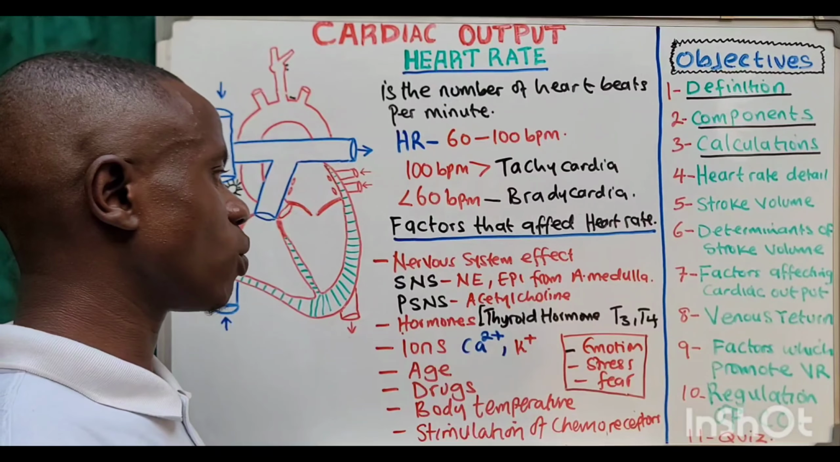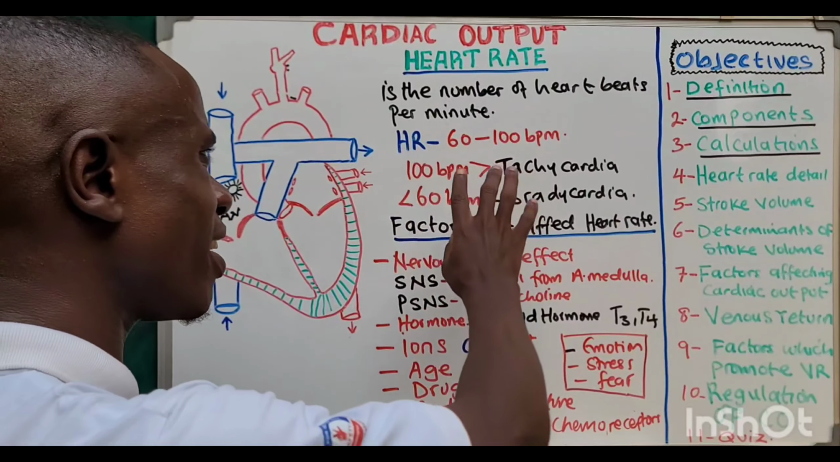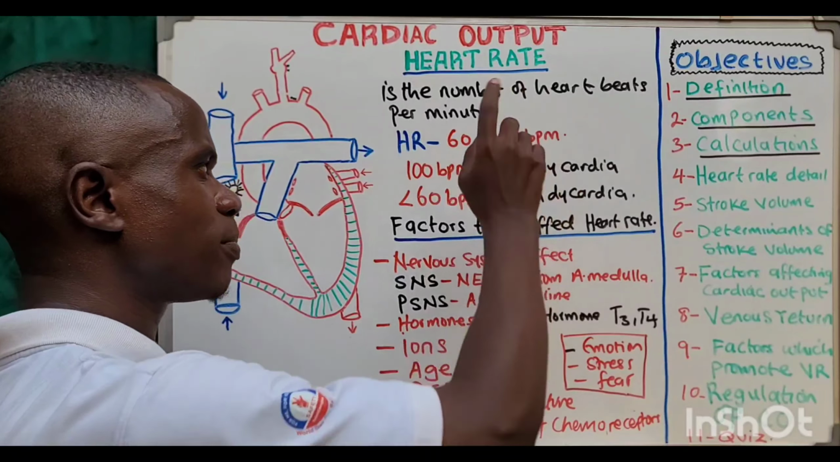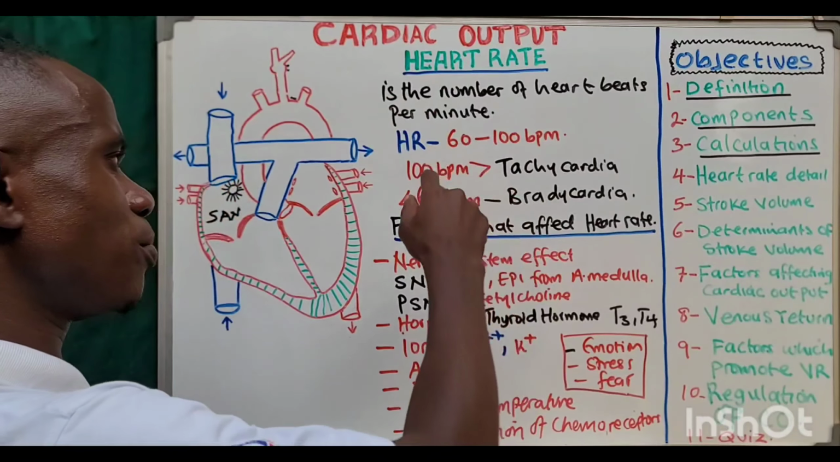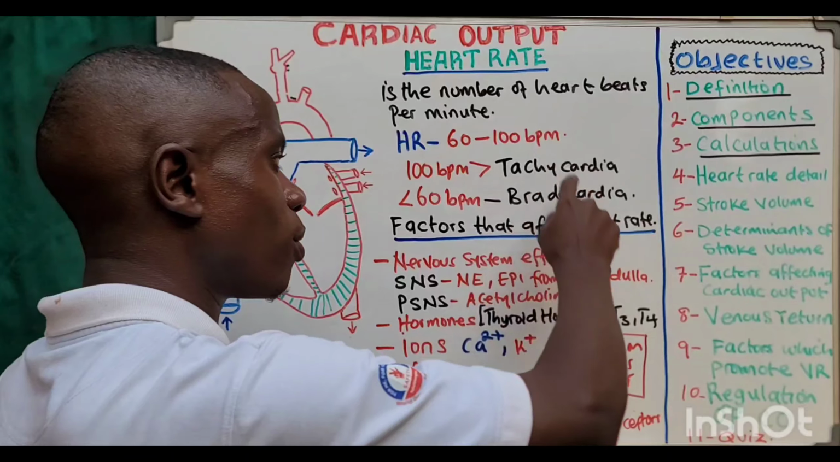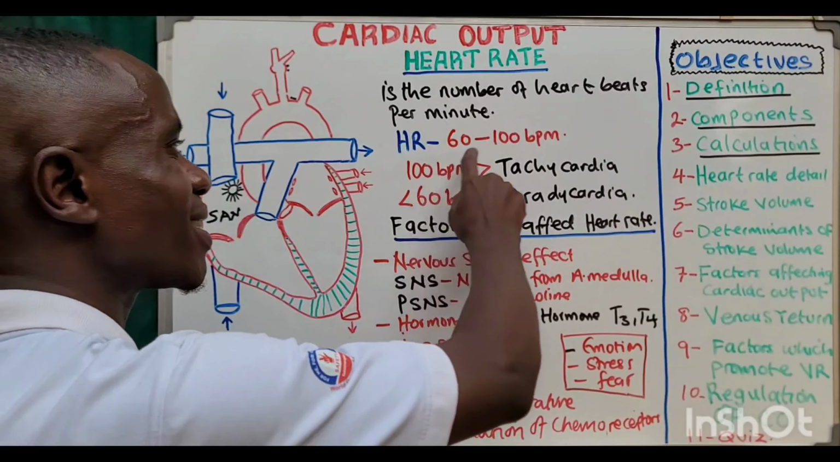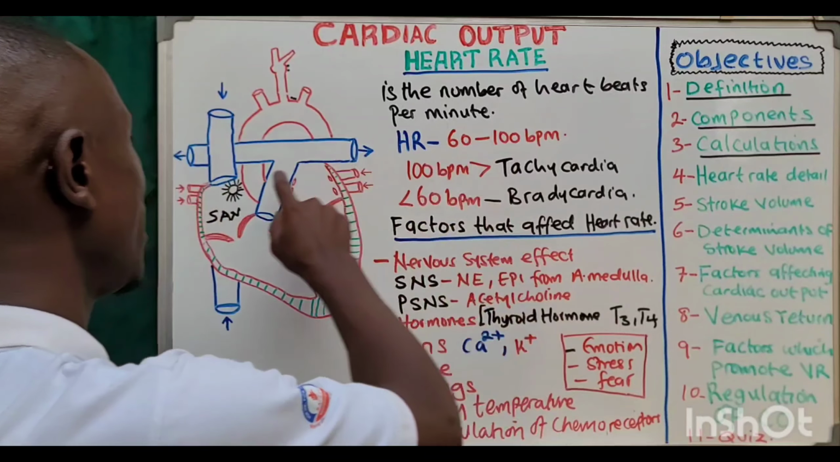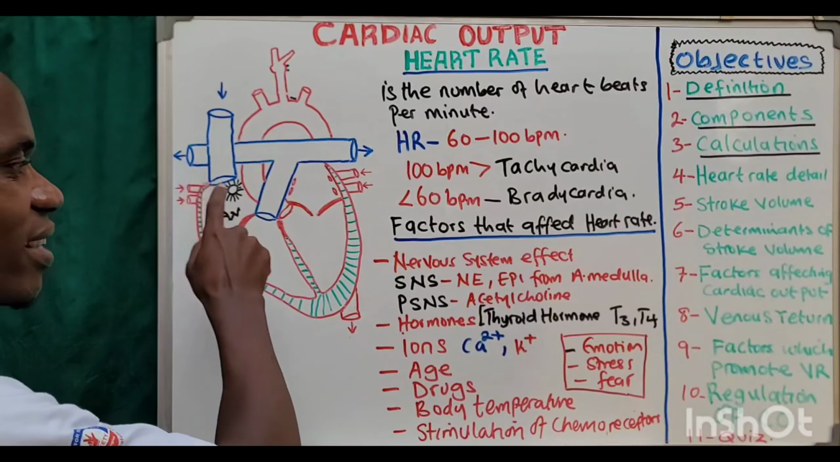Let's have a very quick recap of what we have just said. We said that heart rate is the number of heartbeats the heart can make in 1 minute. Heart rate is generally about 60 to 100 beats per minute. If it goes beyond 100 beats per minute, that is tachycardia, and if it goes below 60 beats per minute, it is bradycardia. And we said who sets the sinus rhythm between 60 to 100? It was the SA node.